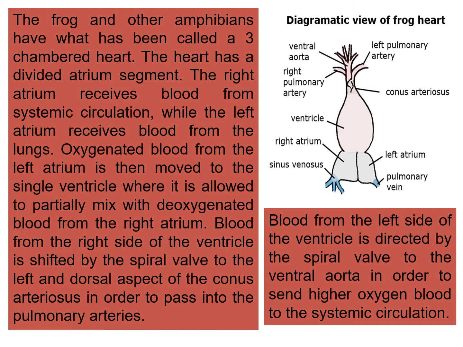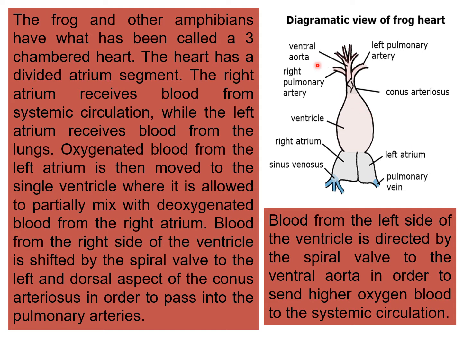Blood from the right side of the ventricle is shifted by the spiral valve to the left and dorsal aspect of the conus arteriosus in order to pass into the pulmonary arteries. Blood from the left side of the ventricle is directed by the spiral valve to the ventral aorta in order to send higher oxygen blood to the systemic circulation.